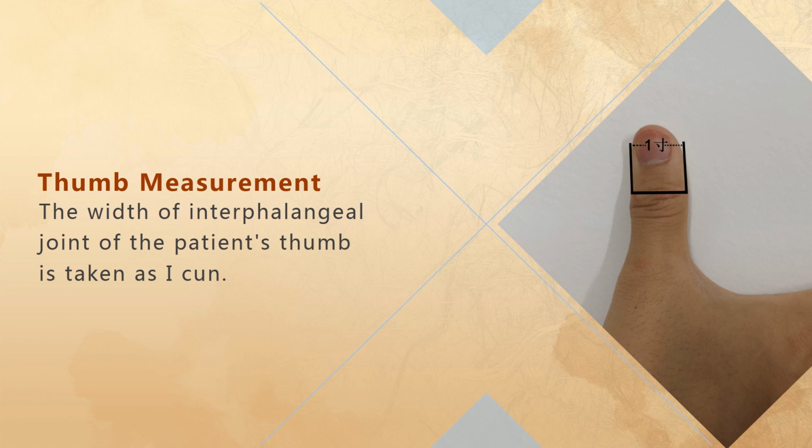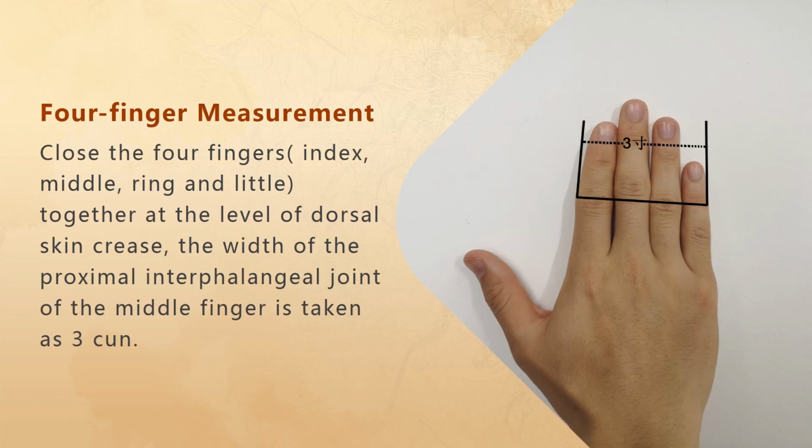Thumb measurement. The width of the interphalangeal joint of the patient's thumb is taken as 1 cun. For finger measurement, close the 4 fingers together at the level of dorsal skin crease. The width of the proximal interphalangeal joints of the middle fingers is taken as 3 cun.